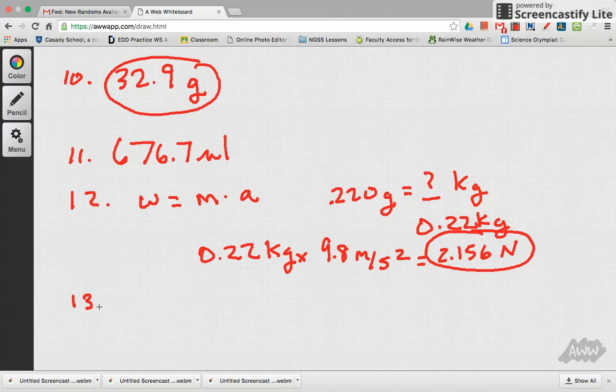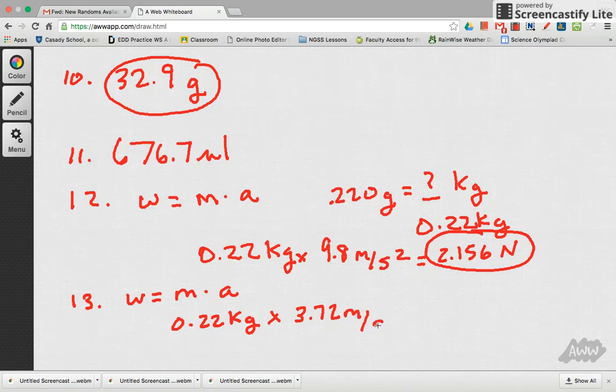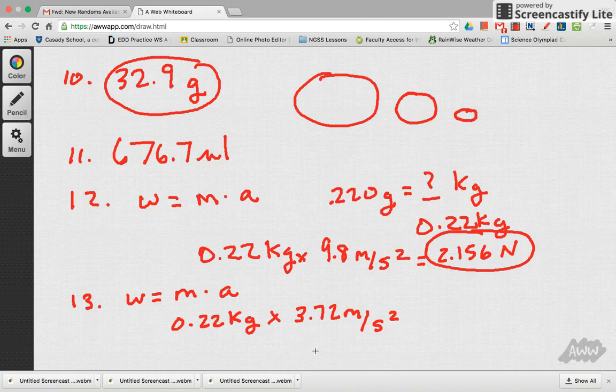All right, number 13 is essentially the same problem, but now you're on Mars instead of Earth. So the acceleration due to gravity is going to change, but its mass is not. So it's still going to be 0.22 kilograms. The acceleration due to gravity on Mars is 3.72 meters per second squared. And that makes sense because Earth is bigger than Mars. And the more mass something has, the more gravitational attraction it has. The moon would be even smaller, and there would be even less gravity on the moon.